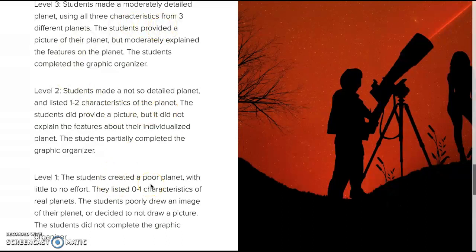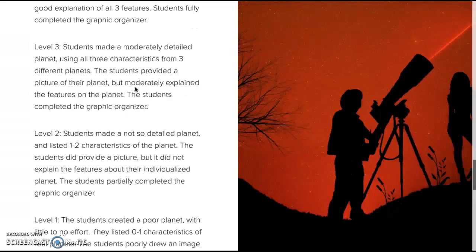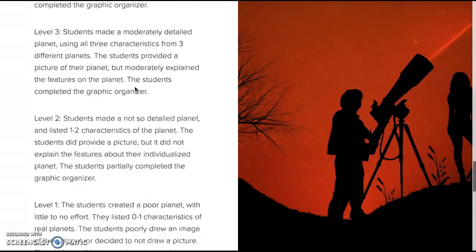The students created a poor planet with little to no effort. They listed 0 to 1 characteristics of real-life planets, and they poorly drew an image of their planet, or decided not to even draw a picture. So just awful. It's not what we're trying to go for. We need level 4s, not level 1s here.